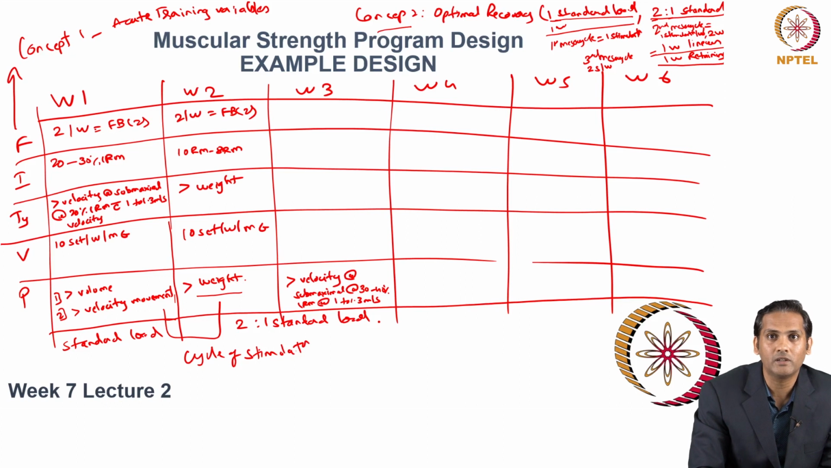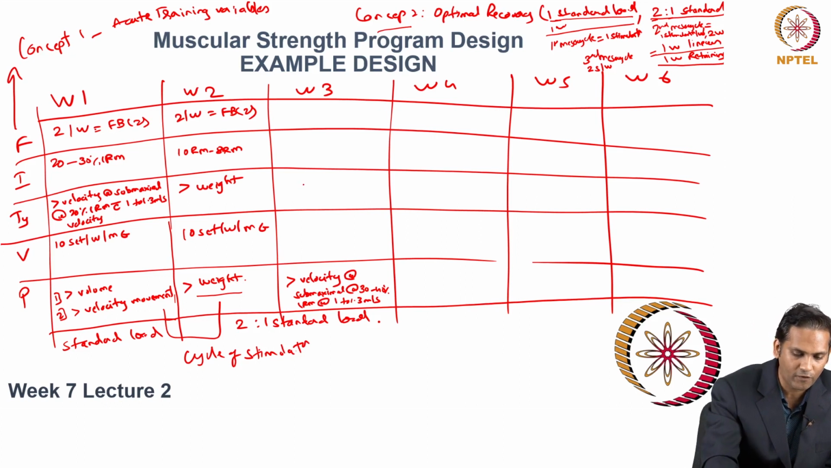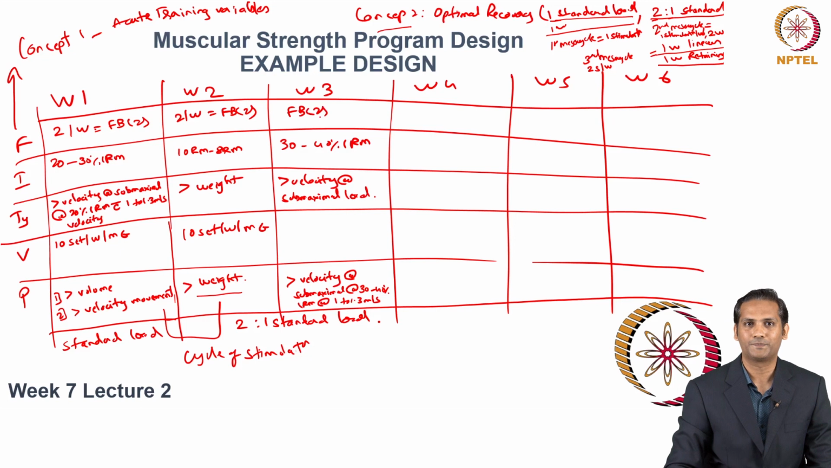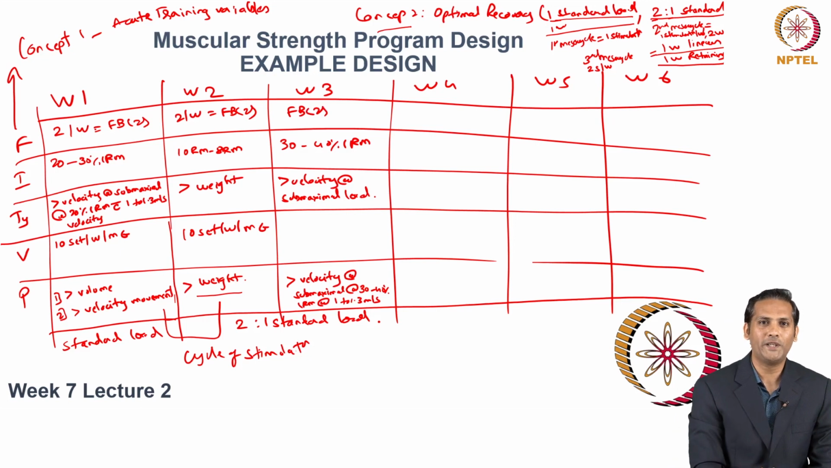You have chosen what kind of progression you give, that is reflected in the type of stimulation, that is greater velocity at submaximal load. The intensity you choose is 30 to 40% of 1 RM, and the frequency would be the same. Full body, you are going to do it 2 times. Now this covers the week 3.